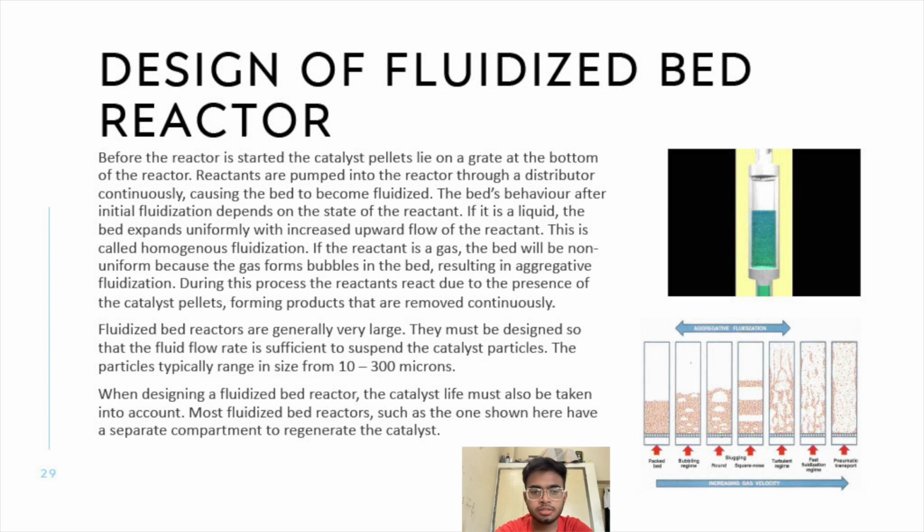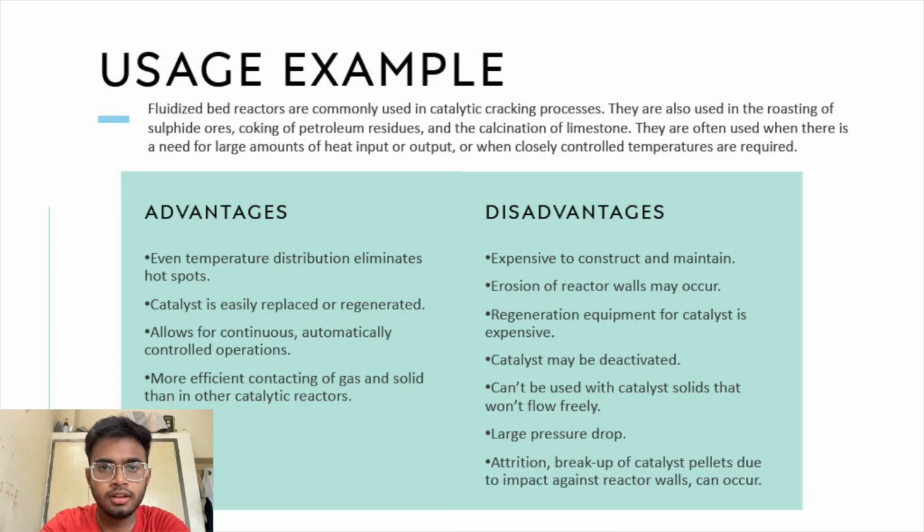When designing a fluidized bed reactor, the catalyst must also be taken into account. Most fluidized bed reactors, such as the one shown here, have a separate compartment to regenerate the catalyst. Let us consider the usage examples of fluidized bed reactors. These reactors are commonly used in catalytic cracking processes. They are also used in the roasting of sulfide ores, coking of petroleum residues, and the calcination of limestone.